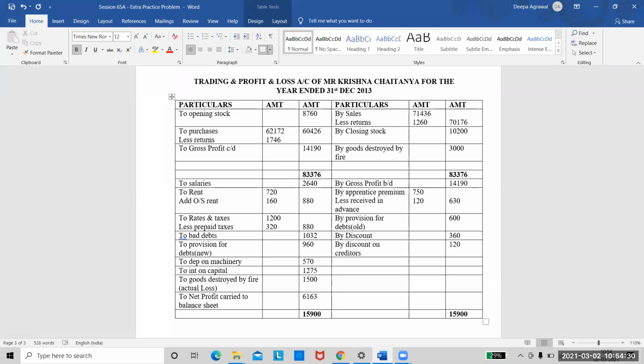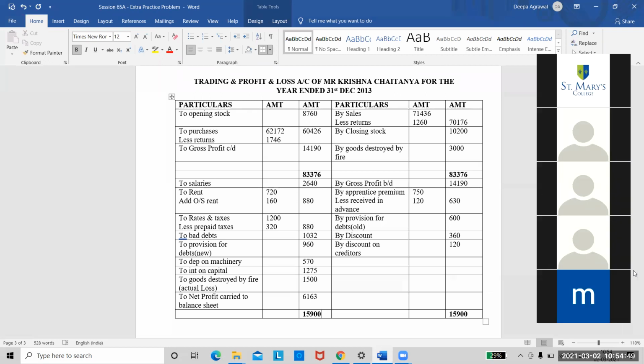What time does this class end? Okay, so we will do the balance sheet of this tomorrow. Our class ends at 11 o'clock. Yes, so we are done with the trading and P&L account today. We will do the balance sheet in the next session. Ma'am, I had a question.